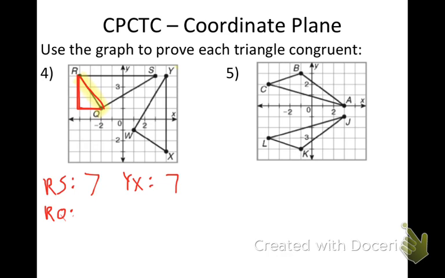The bottom is 2, the left side is 3, so I would say the square root of 2 squared plus 3 squared. What's 2 squared? 3 squared? 4 plus 9 is? Square root of 13. Which one is RQ similar to? I would say WX. So again, I'm going to draw a right triangle.